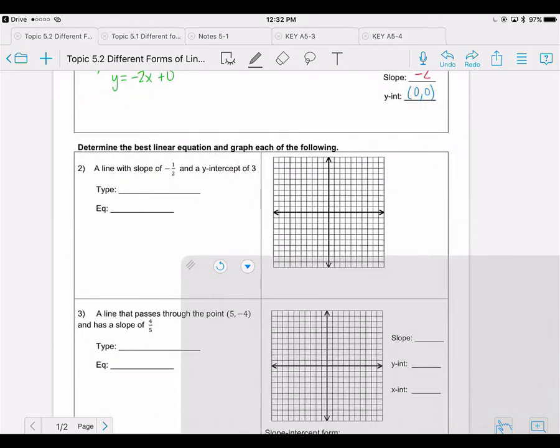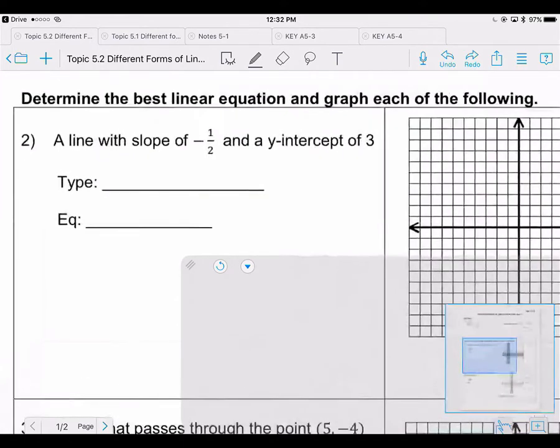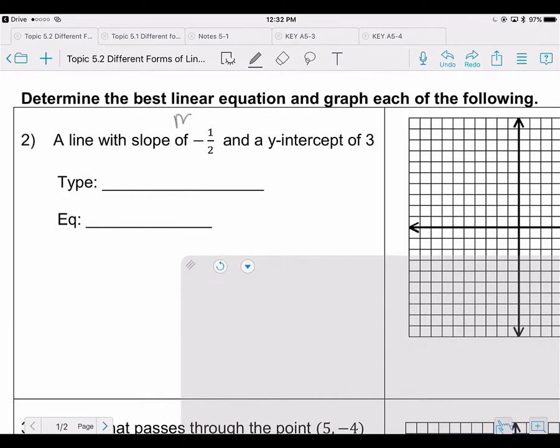Now they ask us to determine the best linear equation and graph the following. So problem 2 says a line with a slope of negative 1/2. So we have an m value and a y-intercept of 3. We have a b value. If we have an m and a b, we should go ahead and use the form that has m and b in it. So when we write our equation, my m is negative 1/2 and b is 3.